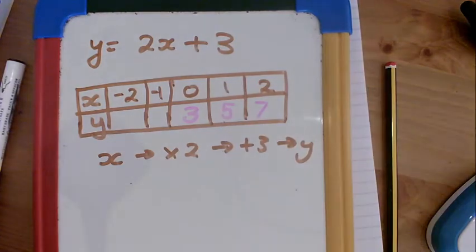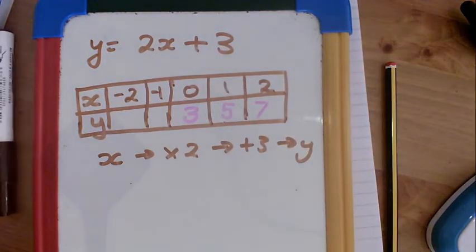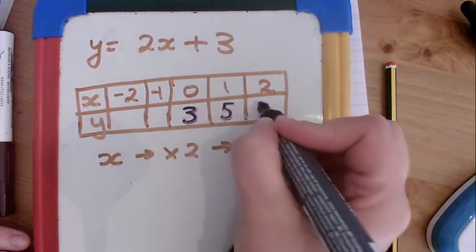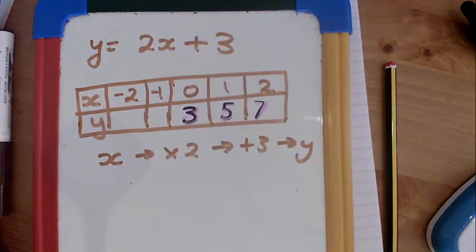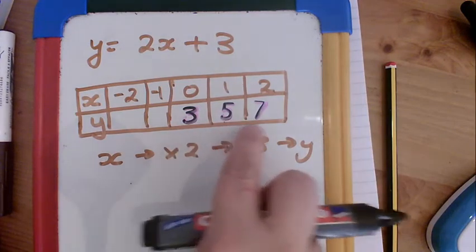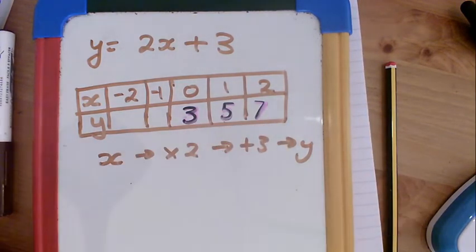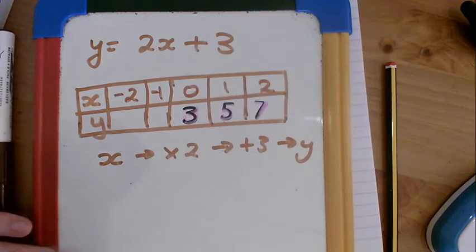I'll write that in black because I realise that my pink is just a little faint there. So this should be a 3, a 5, and a 7. Can you see what these are going up in? They're going up in 2s. How else did I know they were going up in 2s?